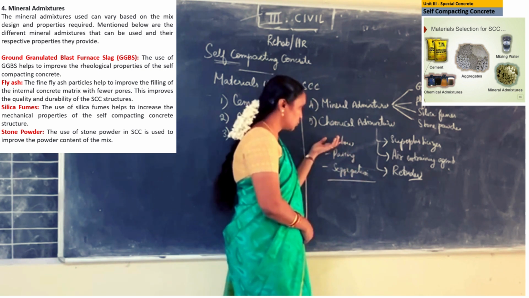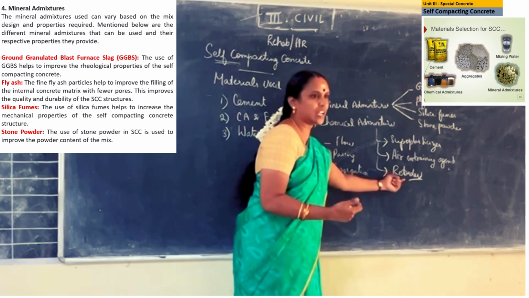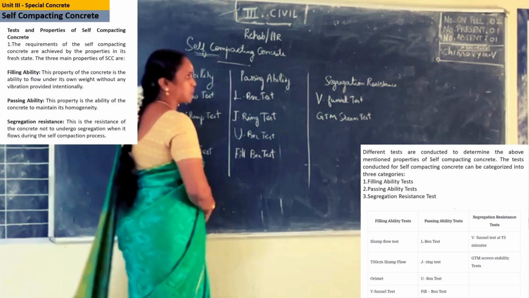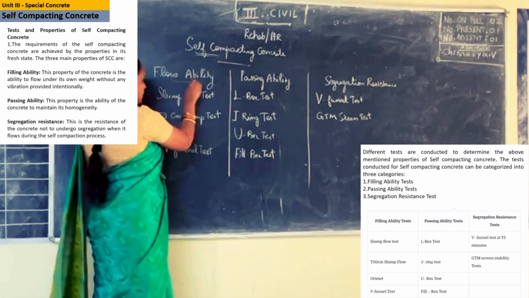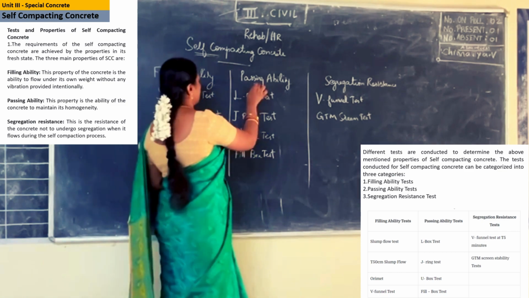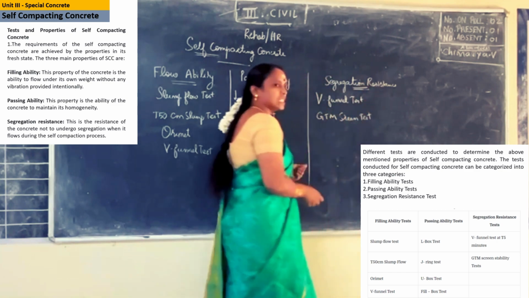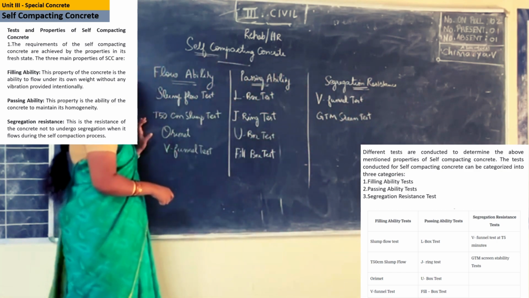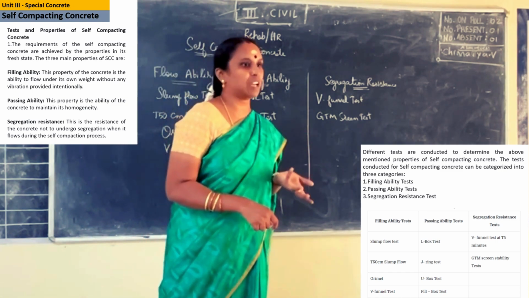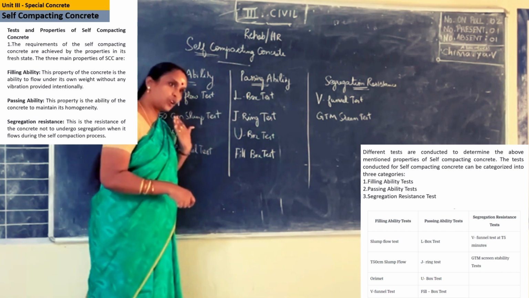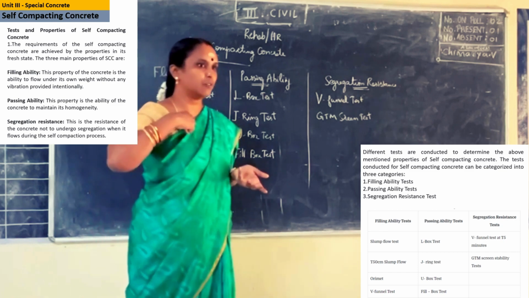The concrete should have flowability, passing ability, and resistance to segregation. So coming to the properties of self-compacting concrete, we know they are flowability, passing ability, and resistance to the segregation process, right? So flowability means the ability to flow easily without any vibration. The concrete should flow easily under its own weight without any requirement of vibration.